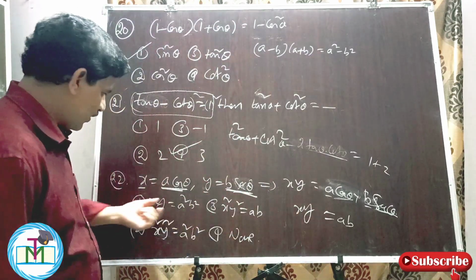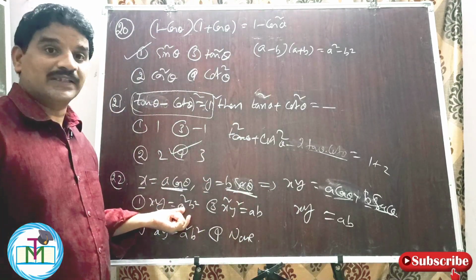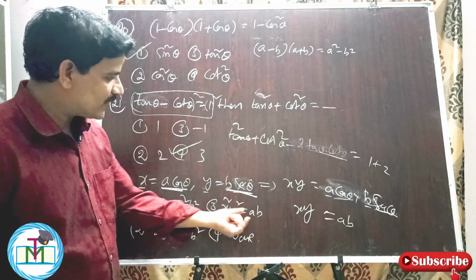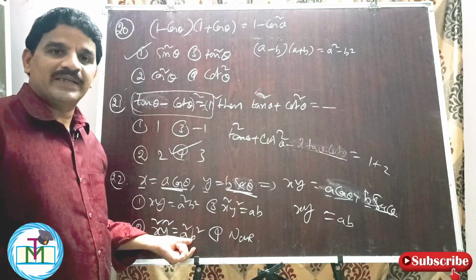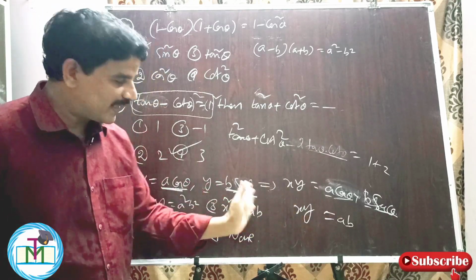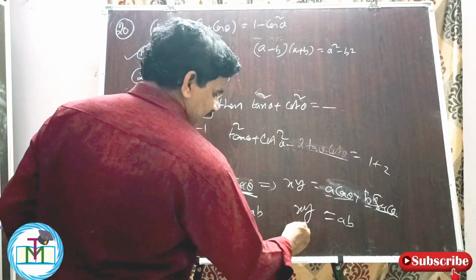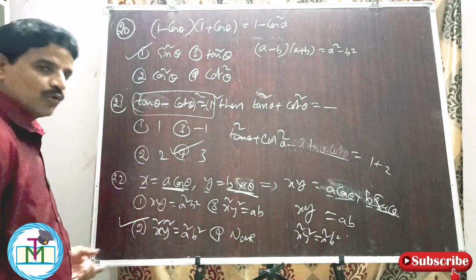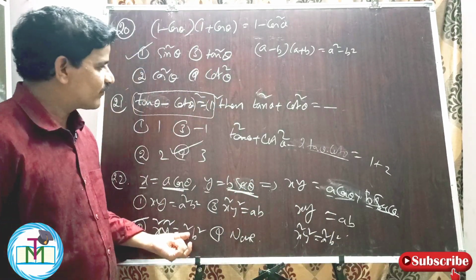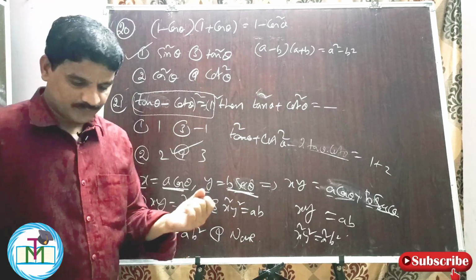See here, we have the option xy is equal to a square b square. Wrong answer. X square y square is equal to ab. This is also wrong. X square y square is equal to a square b square means squaring on both the sides. When I square this, I get x square y square is equal to a square b square. Option 2 is the right answer.